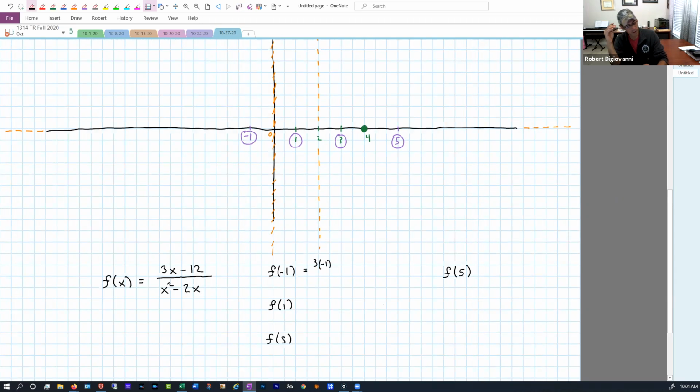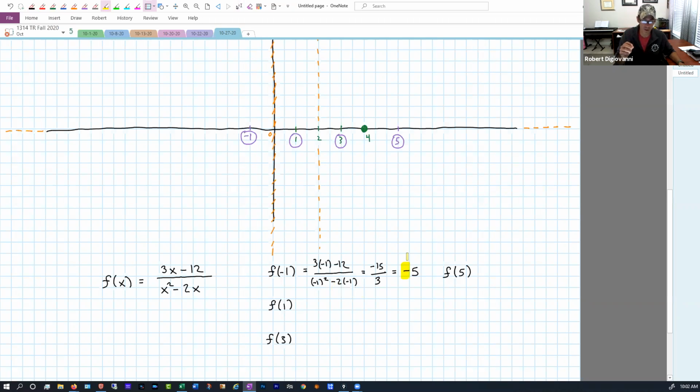3 times -1 minus 12, over -1 squared minus 2 times -1. You've got to be real careful with your signs here. You should get -15 on top, and on the bottom, you should get +3. Because you square the -1, that becomes +1. But then -2 times -1 is +2. So this is going to be 1 plus 2, which is 3. Now, I have a negative divided by a positive, so my answer is -5. But like I said, the only thing I'm really concerned about is that it's a negative number.